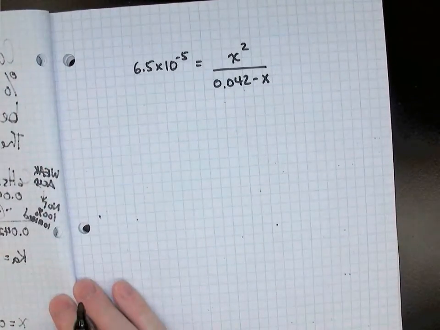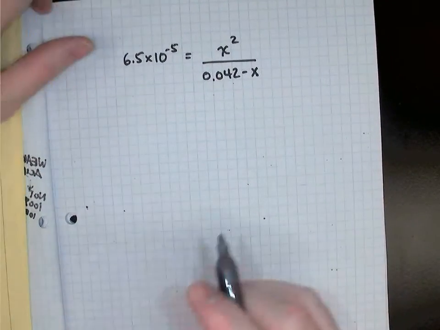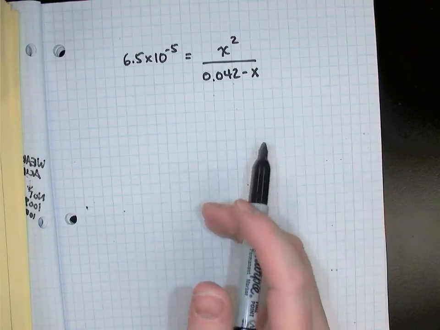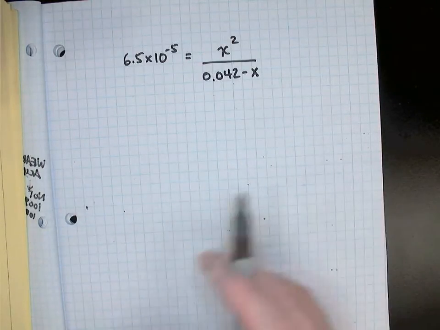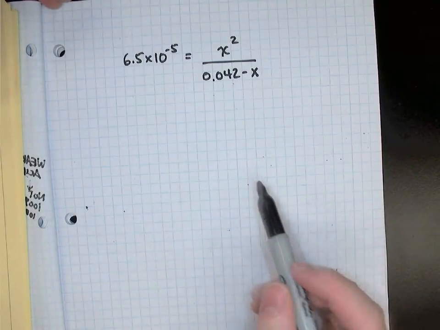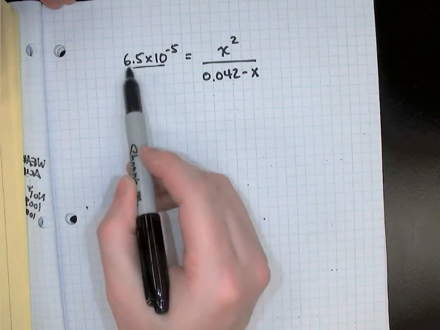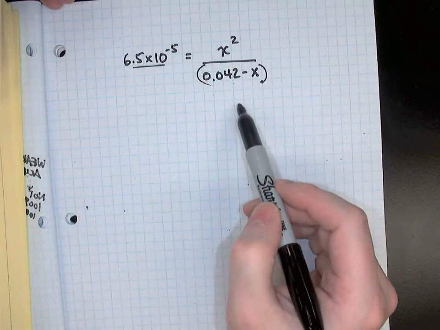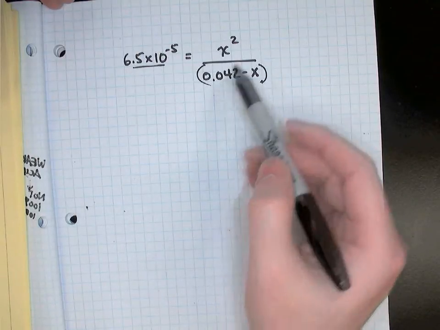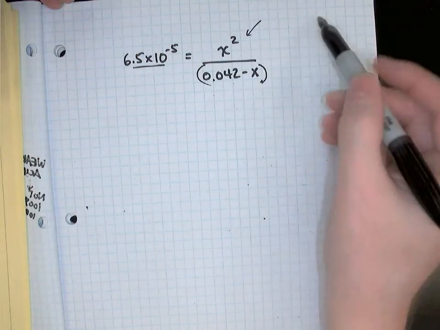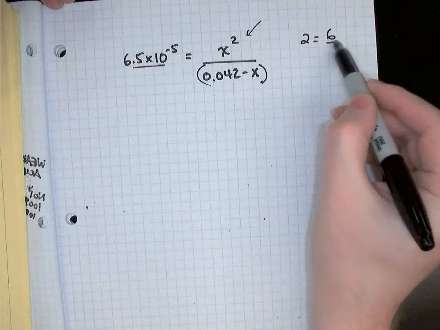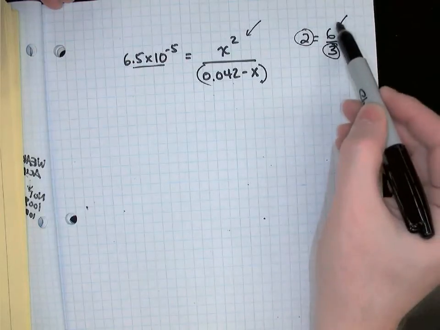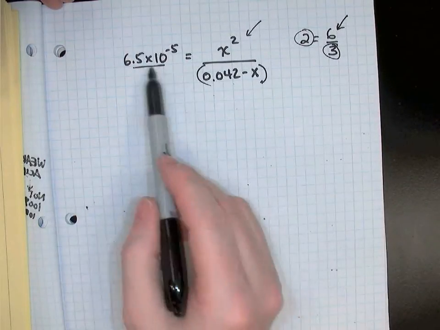How do we solve this if we don't have a graphing calculator? Well, one method, which we really want to avoid if we can, because it's kind of tedious and a little difficult and it's easy to make lots of mistakes in it, we can multiply this Ka value out front by the denominator, 0.042 take away x, and say that that has to equal the x squared on top. In the same way that 2 equals 6 divided by 3 allows you to take 2 and multiply by 3 and get 6 as an answer, we could do the same thing here.